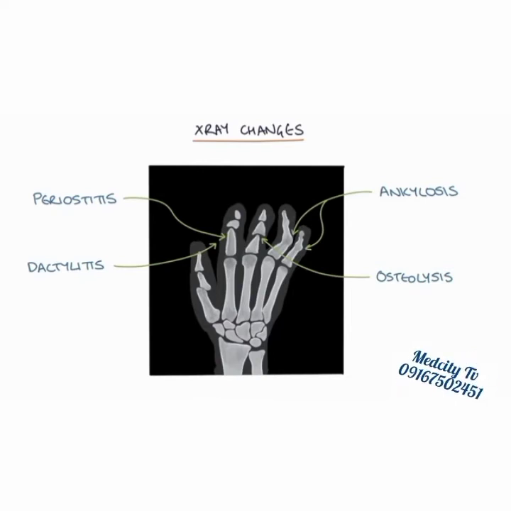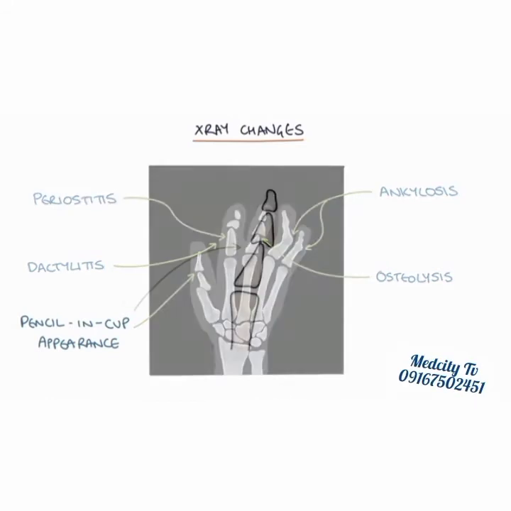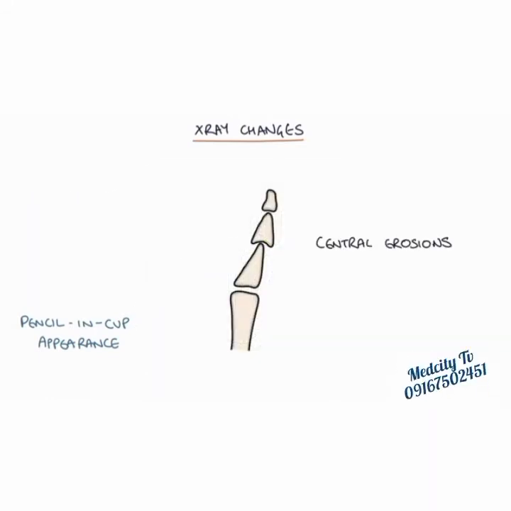And another final classic X-ray change is a pencil-in-cup appearance. And this is where there's central erosions of the bone beside the joint. So this causes the appearance of one bone in the joint being hollow and looking like a cup, while the other bone is narrow and sits inside the cup, causing a pencil-in-cup appearance.